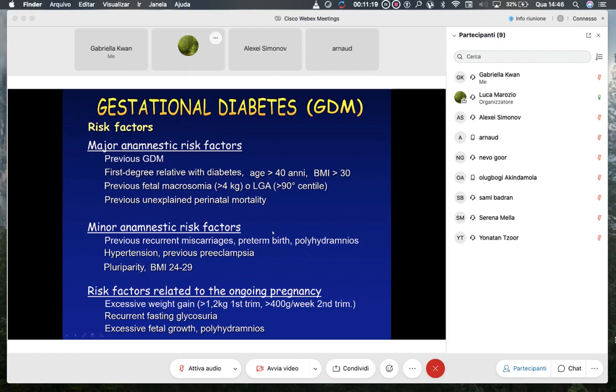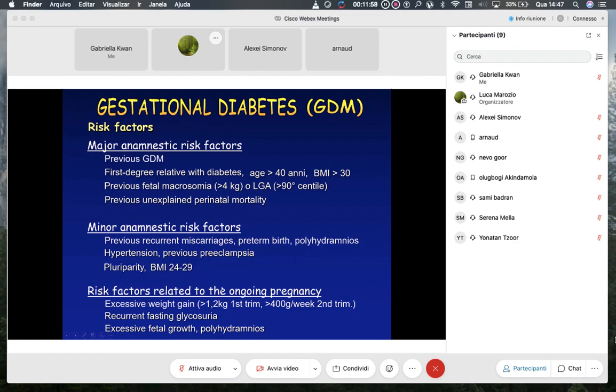Minor anamnestic risk factors are previous recurrent miscarriages, preterm birth, polyhydramnios, excess of amniotic fluid in a previous pregnancy, or hypertension or preeclampsia in previous pregnancies, pluri- or multiparity, or a BMI between 24 and 29. So an overweight patient may be at risk of gestational diabetes.